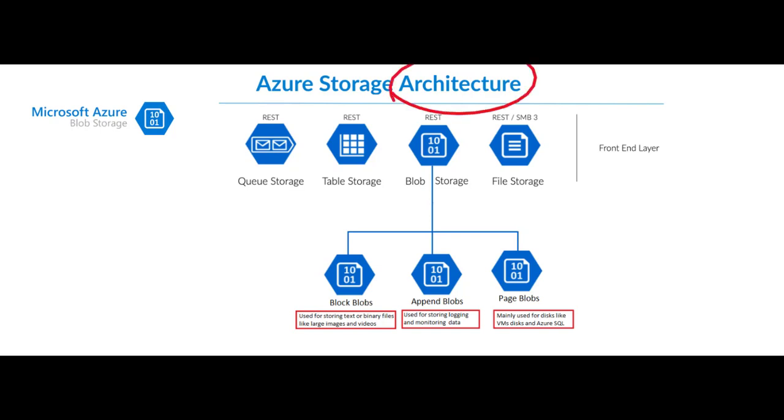As far as architecture goes, blob storage comes down to these three specific categories. There are block blobs, which are used for storing text and binary files, maybe large images or videos. Maybe it's backups. Maybe it's archive. There are append blobs, which are used for logging and monitoring data. There are page blobs, which are mainly used for disks like VM disks and Azure SQL. So block, append, and page blobs.